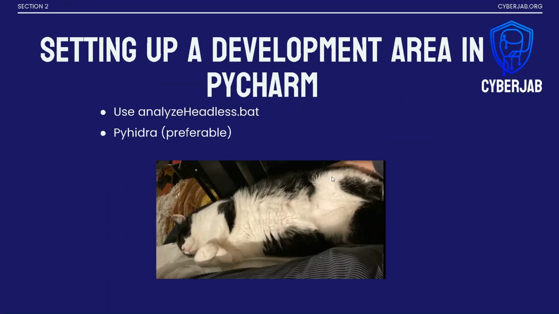There are three ways we could set up our development area in PyCharm, but I will walk through only two. The first two technically involve using AnalyzeHeadless.bat and Pyhidra. Both of them rely on using Jython, which relies on a Python 2.7 implementation. In newer versions, Pyhidra is definitely more preferable as it uses CPython, which uses Python 3 and is much faster and quicker. So let's start with using AnalyzeHeadless.bat today, and then Pyhidra.